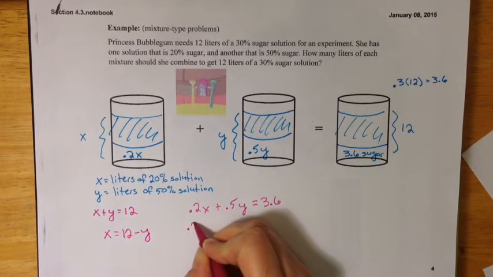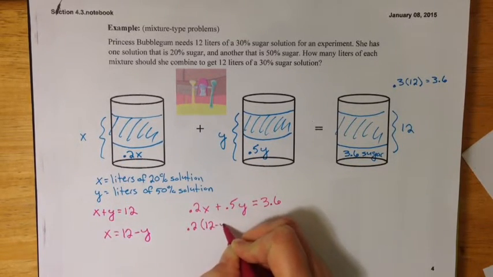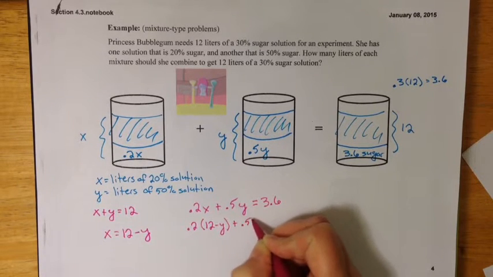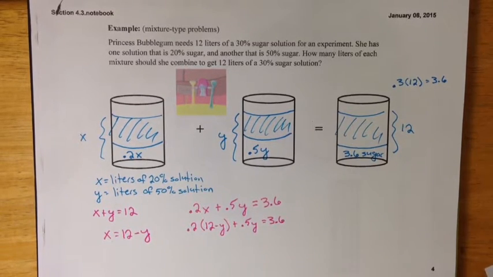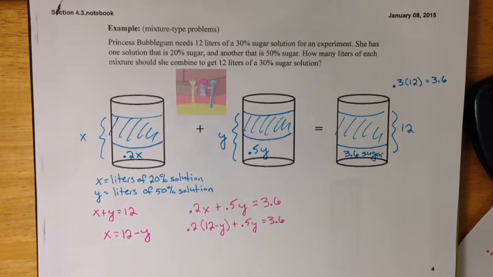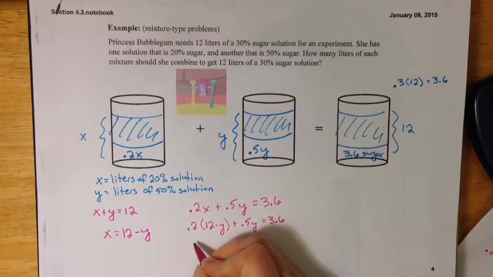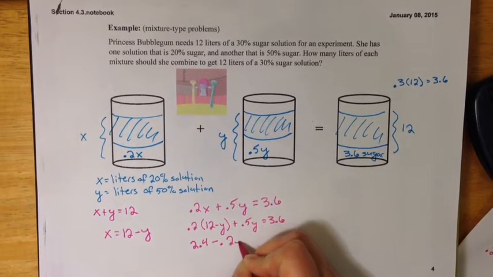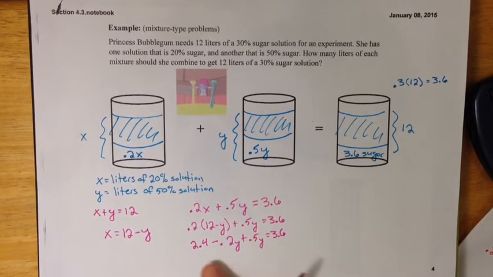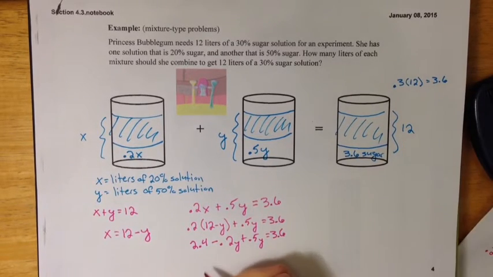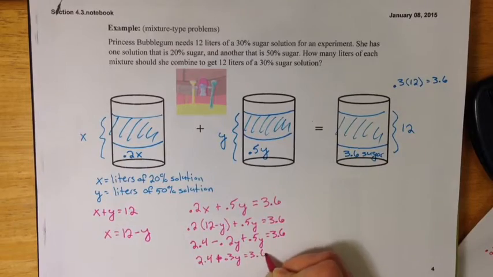So that gives me 0.2 times 12 minus y plus 0.5y equals 3.6. Now I just need to distribute that 0.2, and we'll see what happens. 0.2 times 12 is 2.4, and then minus 0.2y plus 0.5y equals 3.6. We'll combine the like terms, the y values there, to get 2.4 plus 0.3y equals 3.6.